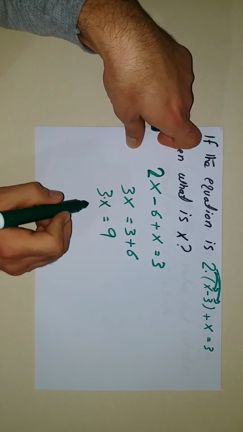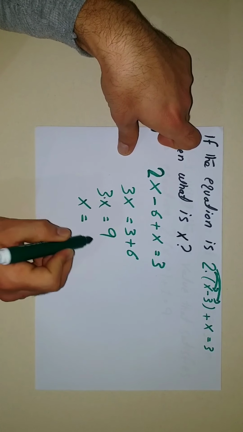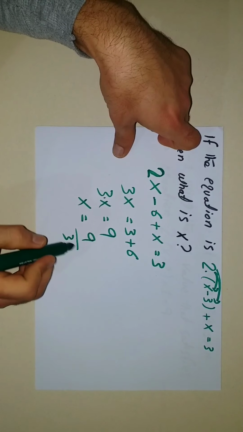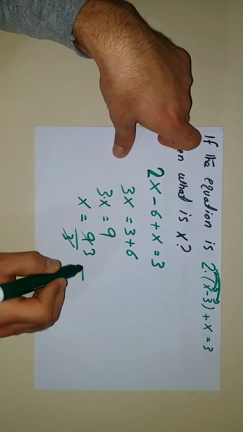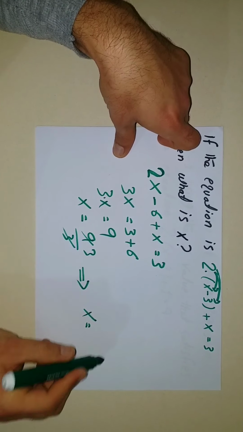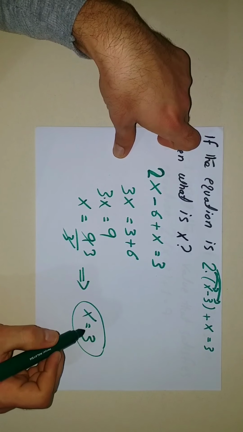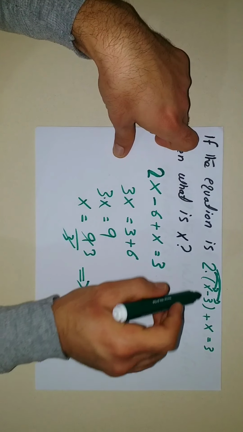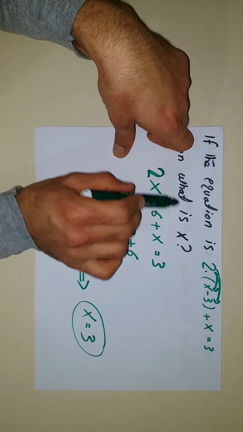I will transfer this 3 to the other side of the equation, so it will be 9 divided by 3, and 3 ones are 3, 3 threes are 9, so the value of x is equal to 3. This 3 is the root of this equation. It will satisfy this equation. So what is the value of x? It is x equal to 3.